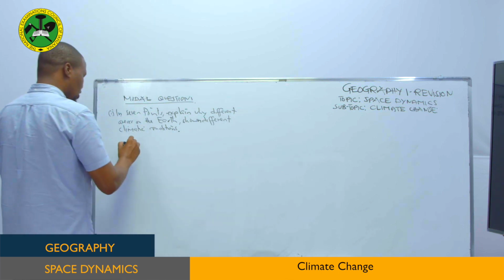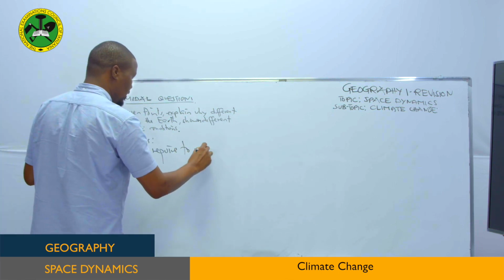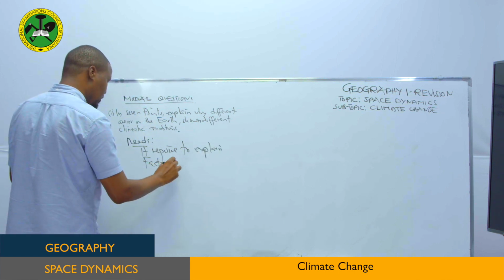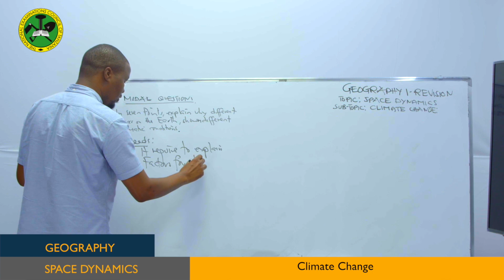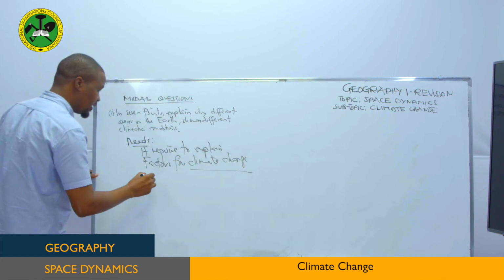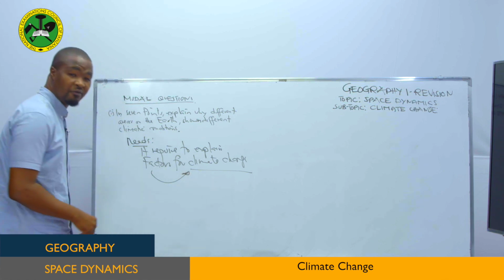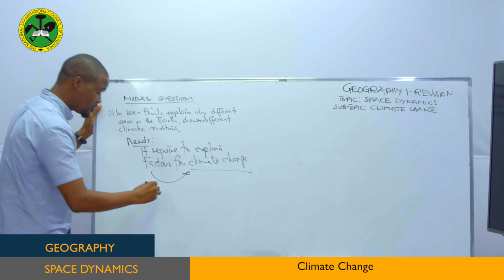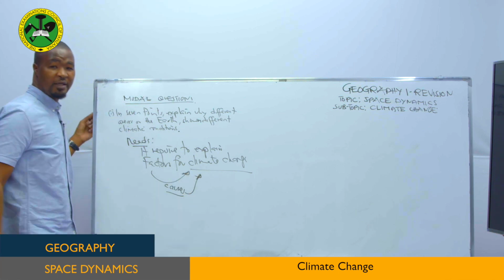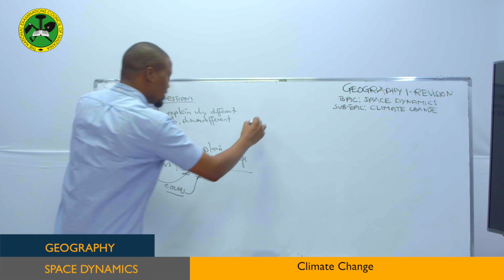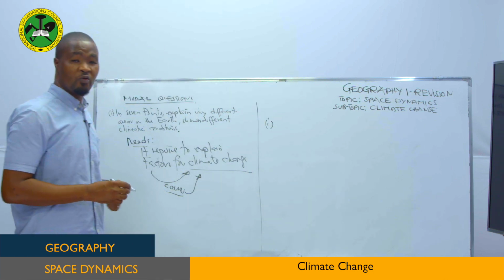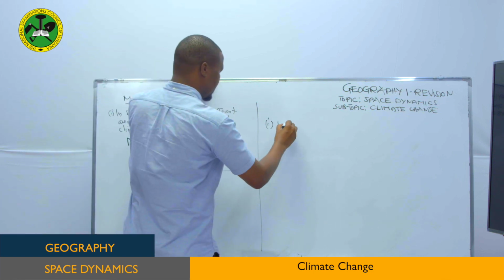It means the question needs us to explain factors for climate change. Are we together? It needs us to explain the causes. Causes of what? Of the climatic change. So the following are the causes of the climatic change. The first factor will be the latitude position.